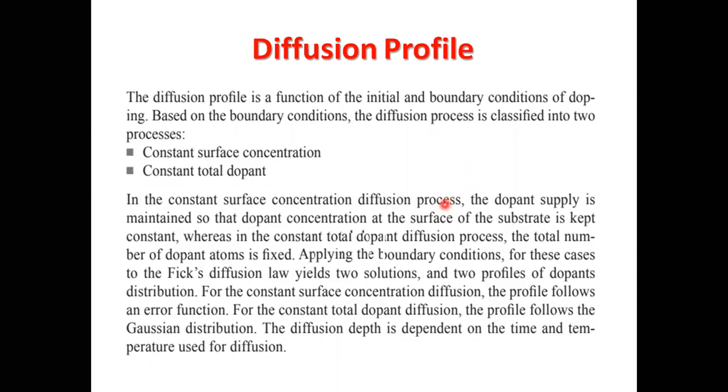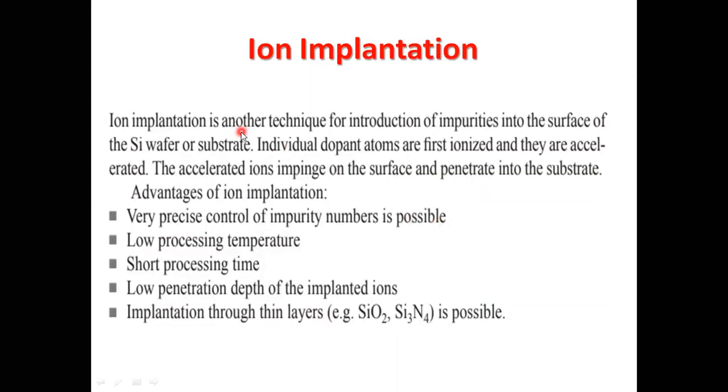Now, let us move to another process in the fabrication, which is ion implantation. Ion implantation is a very important topic, and the difference between ion implantation and diffusion is also very important. Please keep this in mind. Ion implantation is another technique for the introduction of the impurities into the surface of the silicon wafer or substrate. Individual dopant atoms are first ionized and they are accelerated. The accelerated ions impinge on the surface and penetrate into the substrate.